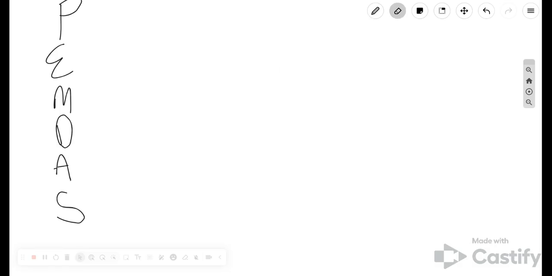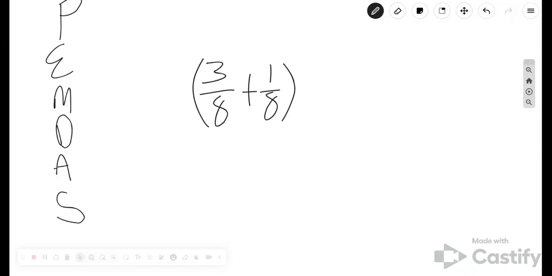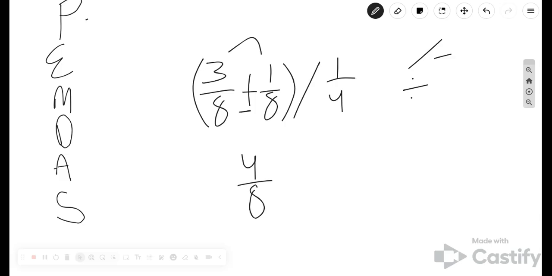We're going to do 2 more. Now we have 3 over 8 plus 1 over 8. Let's put these in parentheses. Let's divide by 1 over 4. Division can either be this way or it can be this way. We have to do the parentheses first, and they have the same denominator. So 3 plus 1 is 4 over 8. Try to simplify as fast as possible. You know 4 over 8 equals 1/2.